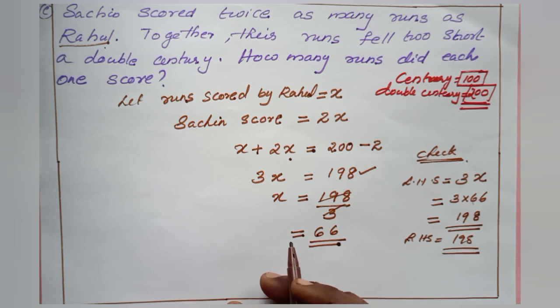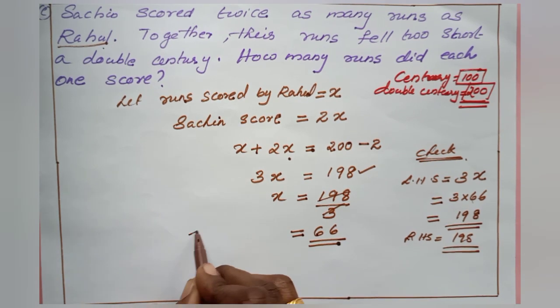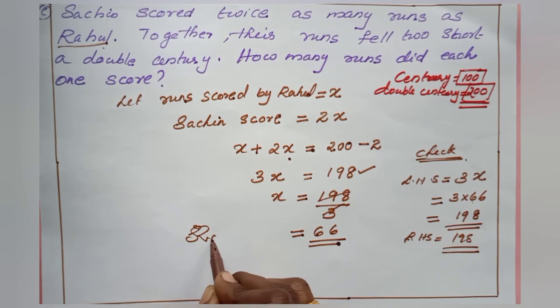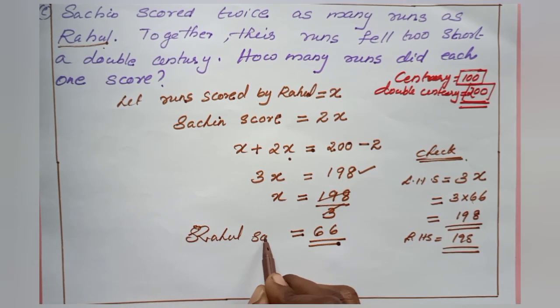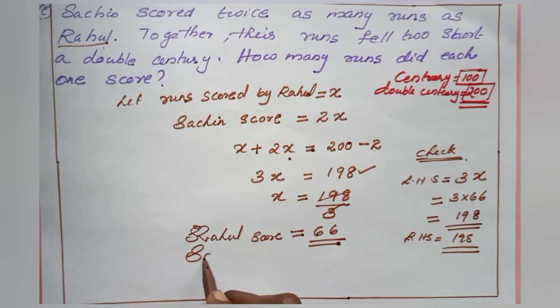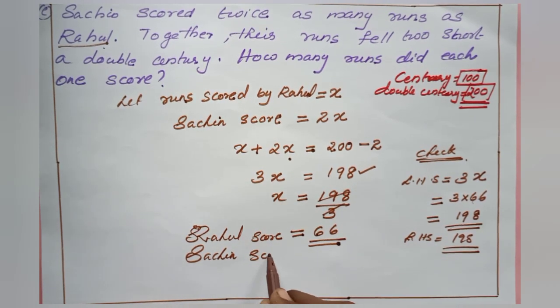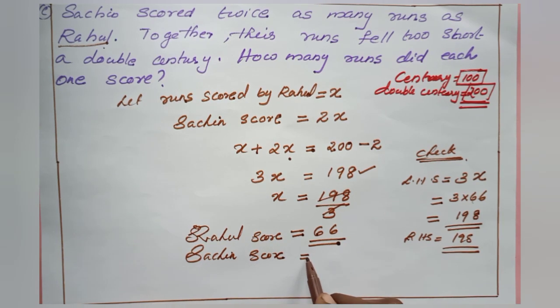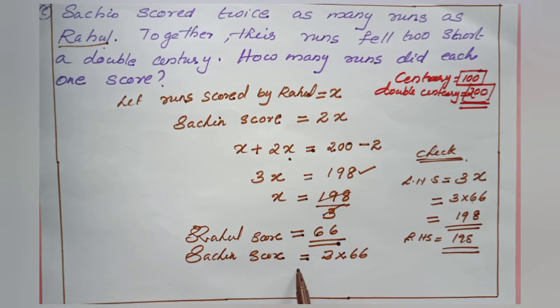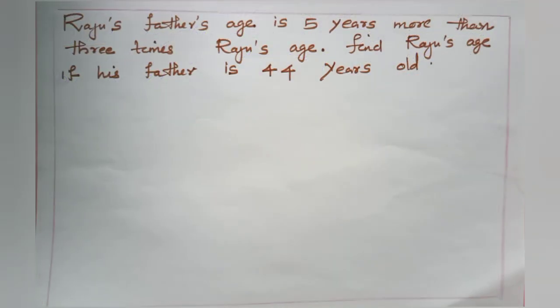So here, Rahul's x equals 66. That is Rahul's score. Rahul's score equals 66. Sachin's score equals 2 into x. Here x is 66, so 66 into 2 equals 132. Okay, listen to this question.